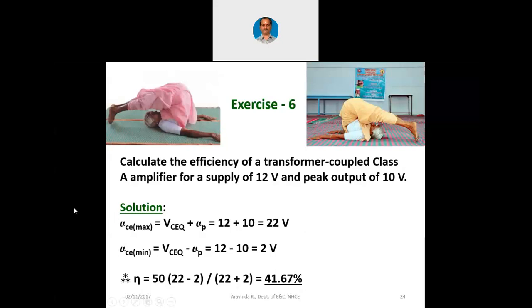So with this, let me end today's class. See you in the next class. In the next class, we will be discussing the class B amplifier. With this slide, I am ending the class A amplifiers theoretical discussions along with the exercises.